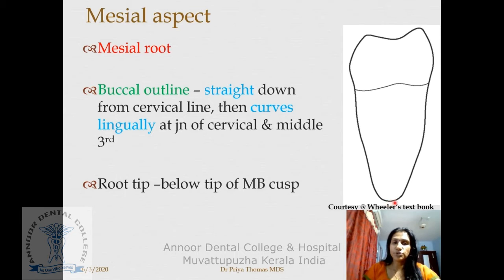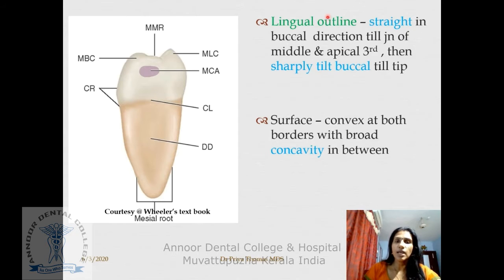The tip of the root is present just below your mesiobuccal cusp. That means your cuspal tip is placed buccally, and you can find it just below your mesiobuccal cusp tip. Your lingual outline is straight till your middle and apical third. So from the cervical line, it is going to be straight till here, and then from here, it is going to tilt again towards the buccal tip. So the tip of the cusp is placed buccally.